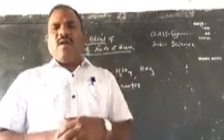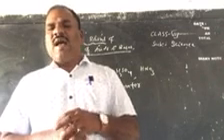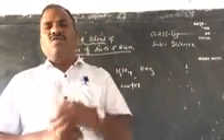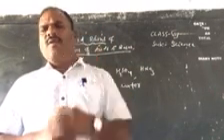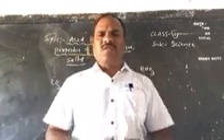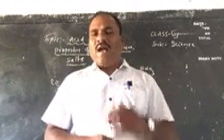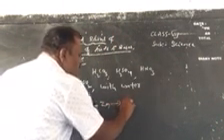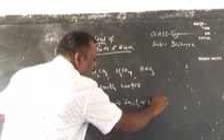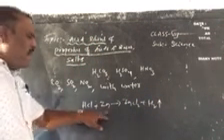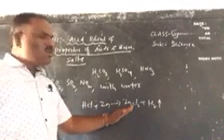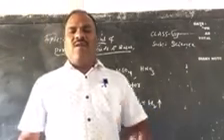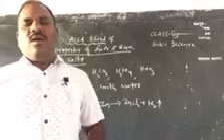The next point is acids change the color of certain acid-base indicators, and acids react with active metals to release hydrogen gas. These are important properties of acids. For example, HCl plus zinc gives zinc chloride plus hydrogen. Here the acid reacts with the active metal zinc, so they produce zinc chloride and hydrogen.